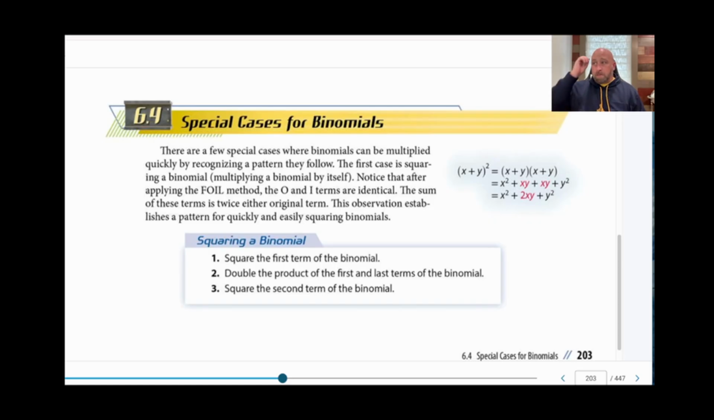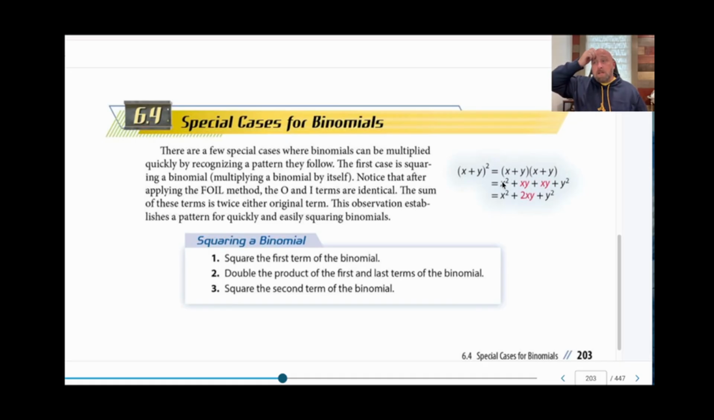203. All right, so the first special case is when it's a binomial squared. What does that mean? Well, just like anything else squared, it's a binomial times the same binomial. So x plus y times x plus y. If you look right here in the book, they have this example of x plus y squared, which means x plus y times x plus y.